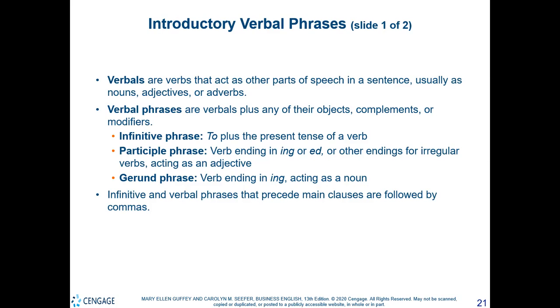Infinitive phrase: to plus the present tense of a verb. Participle phrase: a verb ending in -ing or -ed, or another ending for irregular verbs, acting as an adjective. Gerund phrase: a verb ending in -ing acting as a noun. Infinitive and verbal phrases that precede main clauses are followed by commas.